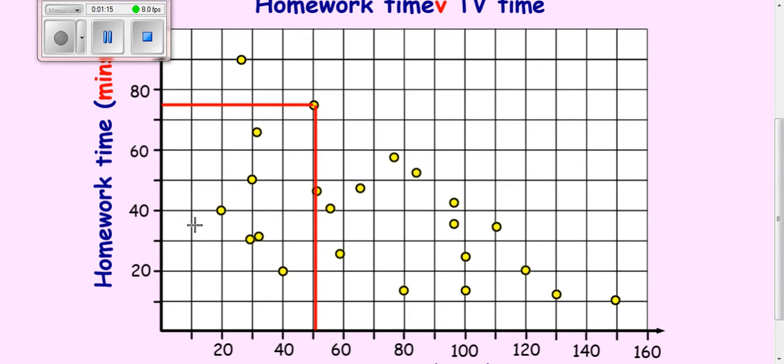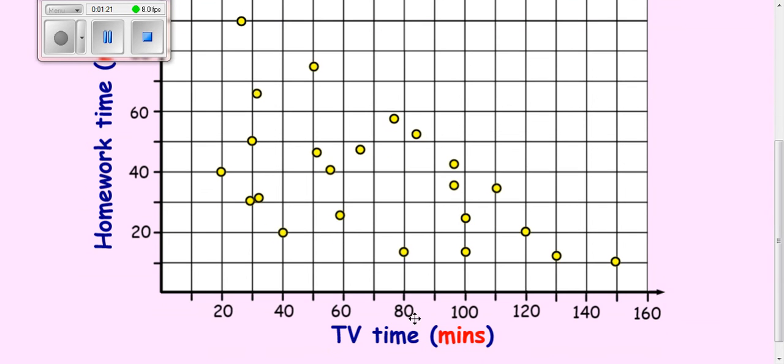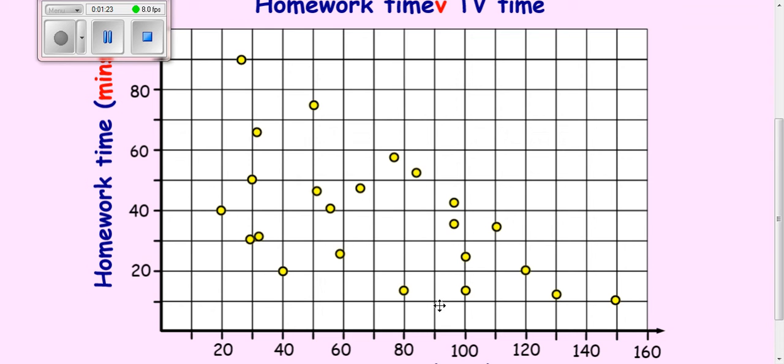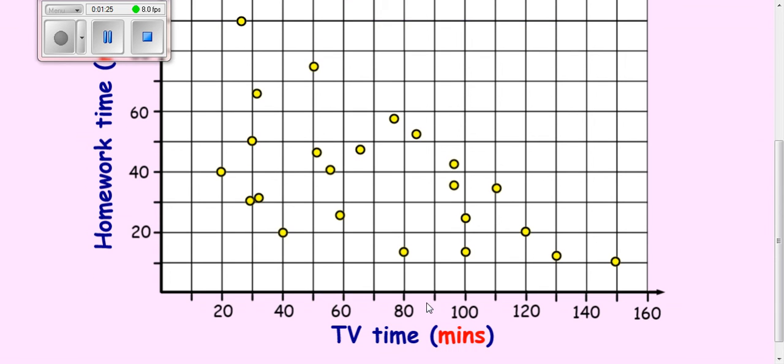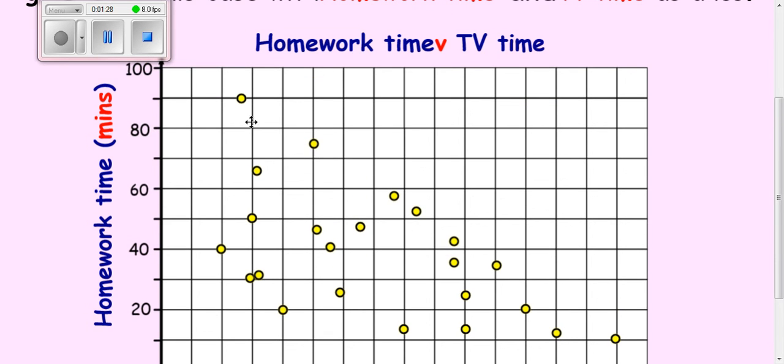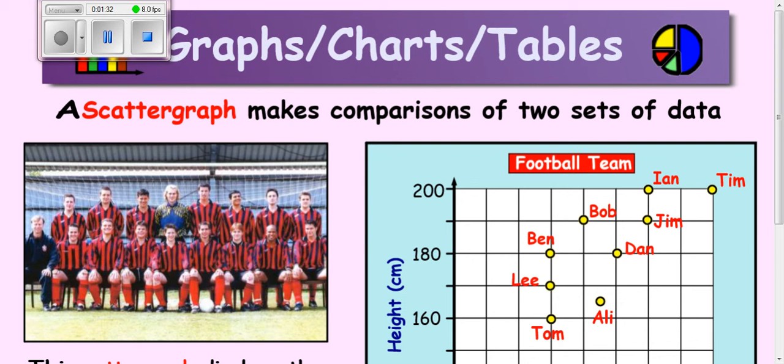Now from this we can work out things, for example, like does more TV time mean less time doing homework? Does less TV time mean more time doing homework, and such? Right, okay, so that's the basic idea behind a scatter diagram.